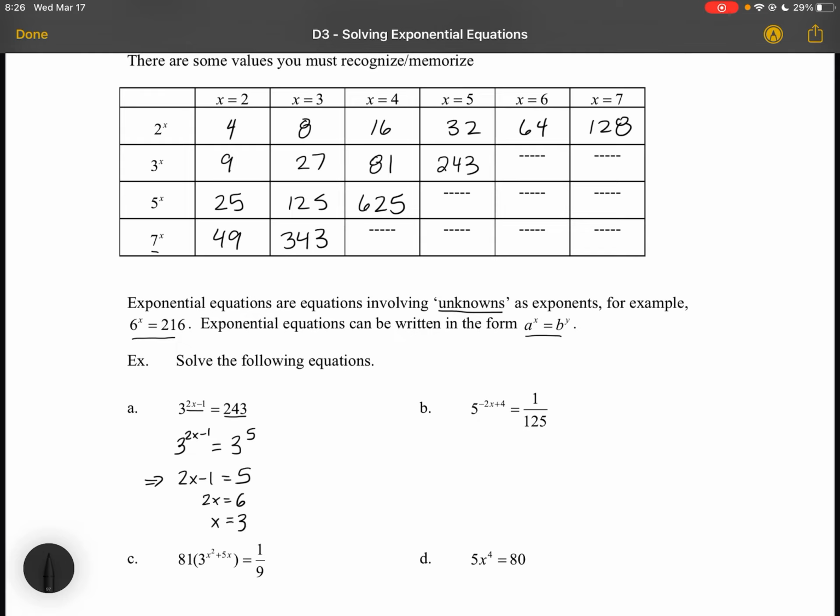As before, when you did solving equations, I can always check my answer by putting it back into the left side of my equation and making sure it equals the right side. Let's try another example here.